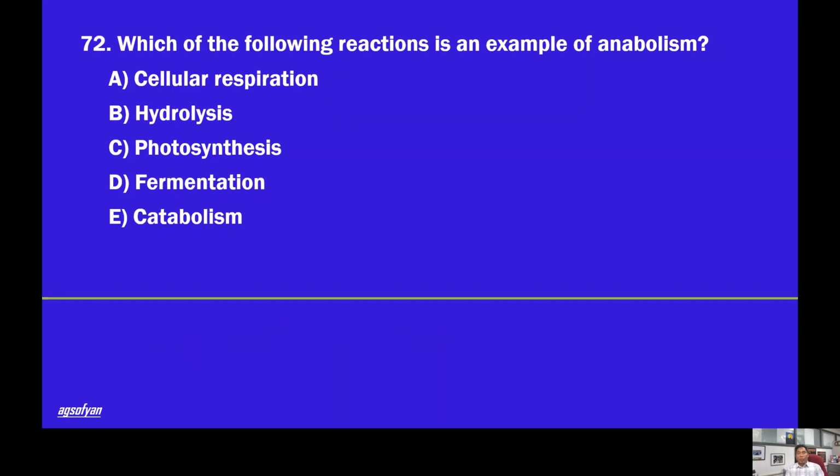72. Which of the following reaction is an example of anabolism? A. Cellular respiration, B. Hydrolysis, C. Photosynthesis, D. Fermentation, E. Catabolism. Choose your answer. Yes, the answer will be photosynthesis. Remember, anabolism means synthesis reaction, and the only synthesis reaction is the photosynthesis here.